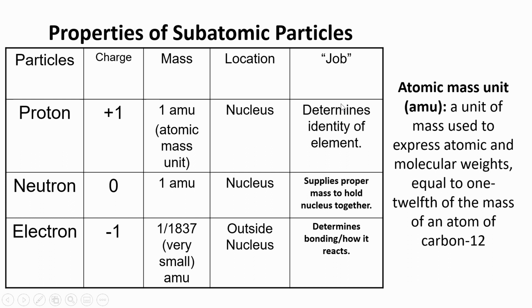What's their job? Protons tell you the identity of an element. Because protons have a positive charge in the nucleus, they all repel one another. So they need neutrons to supply mass in order to hold the nucleus together. So they're sort of like the glue that keeps the nucleus from splitting apart. And electrons we get into later, they determine how reactive an atom is. So the number of electrons says a lot about how they'll bond with other atoms.